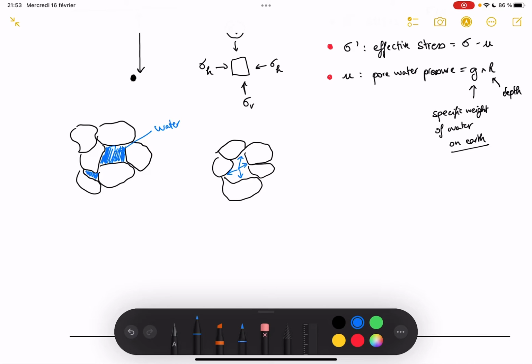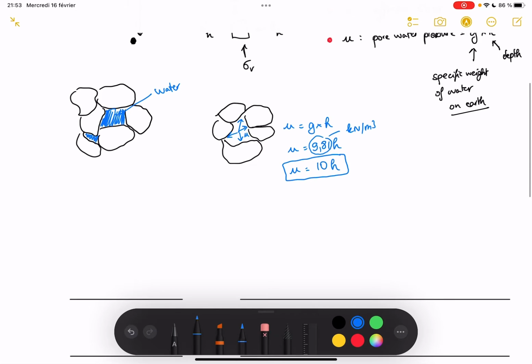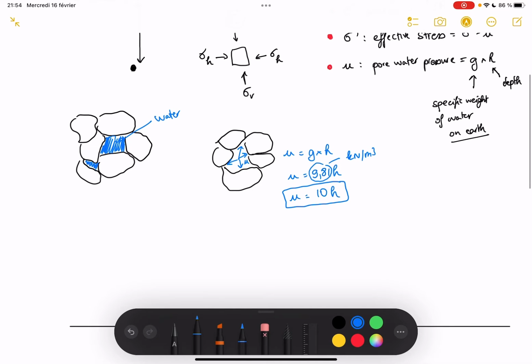This pore water pressure, as we said, is U. So as we said, U, I'm going to write it one last time, is gamma w times h, which is 9.81 h. 9.81, as I said, is the unit weight of water, in kilonewton per meter cubed. However, you will see that it is generally assumed to be a value of 10 to make things easier. So we will keep on with this assumption.